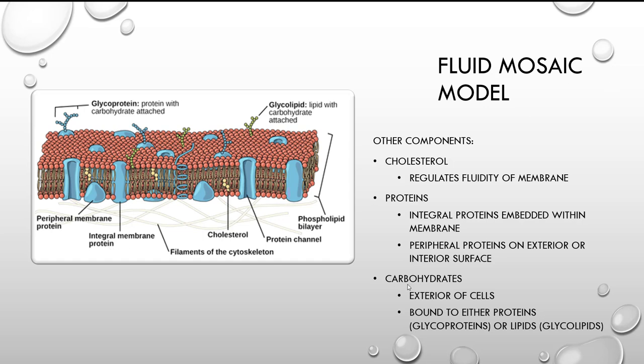And then finally we have the carbohydrates. The carbohydrates are only found on the exterior surface of our cell membrane, and they're usually bound to something else. They could be bound to a protein, and if they're bound to a protein, we call it a glycoprotein. Glyco means carbohydrate, so glycoprotein. Here's one attached to a peripheral protein, so it's a glycoprotein. Or it could be attached to a lipid. Here's one attached to a lipid, and so it's a glycolipid. Those are the other components that make up our cell membrane.